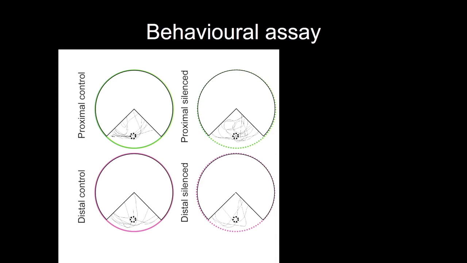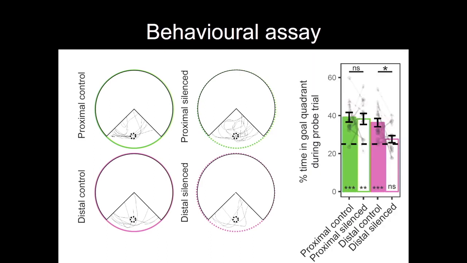These, of course, are just representative data from single animals. This is our group data. What we see is that there's a striking drop in performance when these inhibitory DREADDs are targeted to distal subiculum and we silence this region. Silencing proximal subiculum has no effect on this task, totally consistent with our conceptual model that we proposed before.